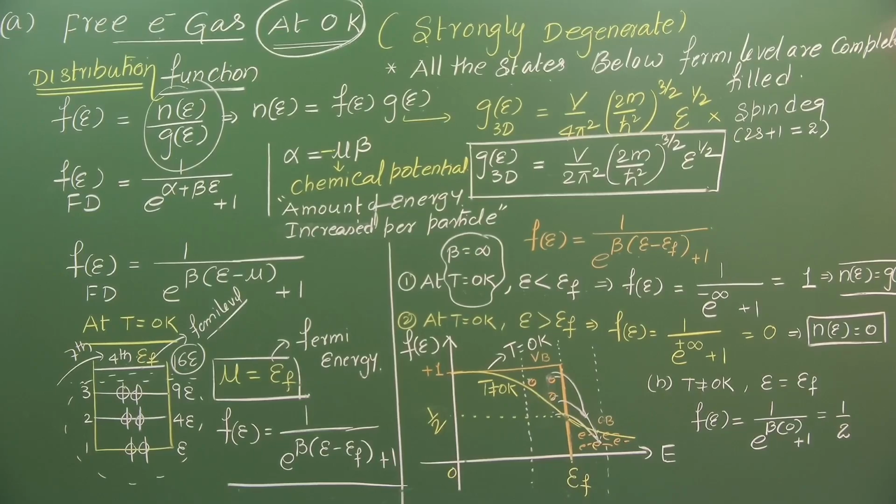That was your set question. At E equal to EF, T not equal to 0 Kelvin, the distribution function equals half. Half of the states filled, half of the states empty. What is the meaning? Just wait. We have to find the number of electrons actually. While you are reading the book, please write the points whatever you find. If you didn't understand a point, please ask.